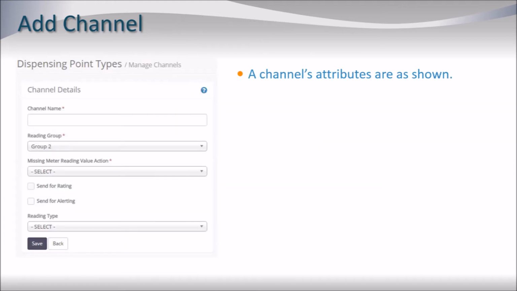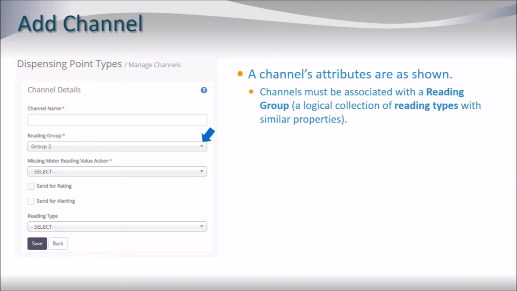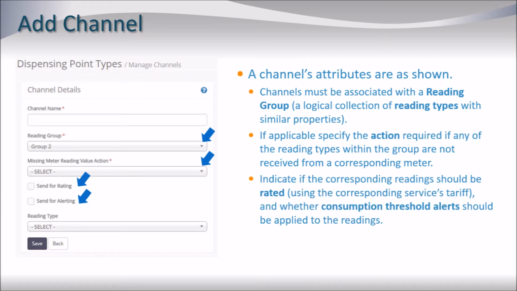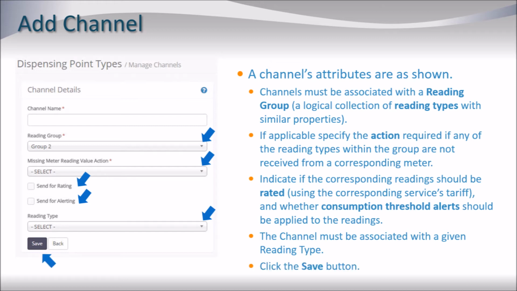Using the Manage Channels button of the dispensing point type screen will show the channel details. Channels must be associated with a reading group, which is a logical collection of reading types with similar properties. If applicable, specify the action required if any of the reading types within the group are not received from a corresponding meter. Indicate if the corresponding readings should be rated, and whether consumption threshold alerts should be applied to the readings. The channel must be associated with a given reading type. Click the Save button when done.